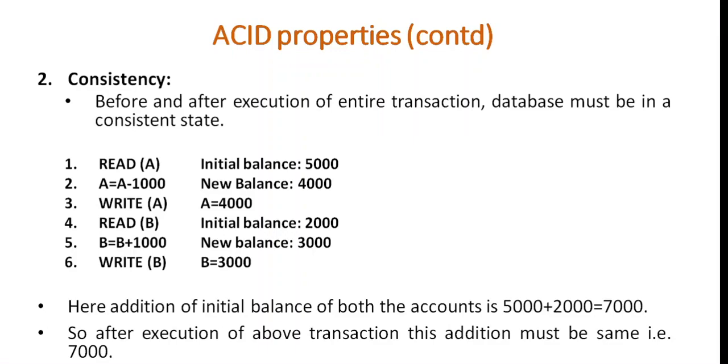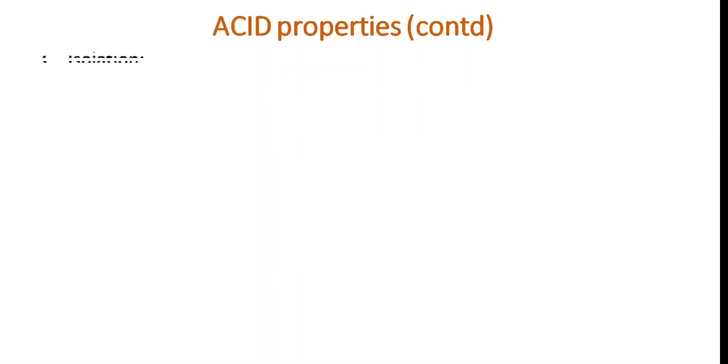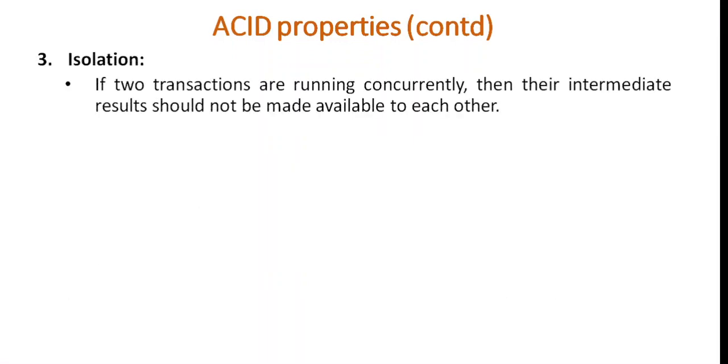And here, if this transaction is executed completely without any failure, then we can say that the database will be in a consistent state. So this is the consistency property. We want consistency in a database both before and after execution of the entire transaction. Then we have the isolation property.